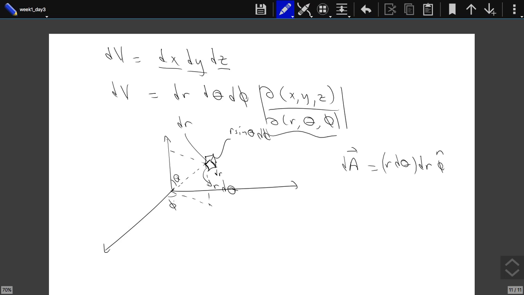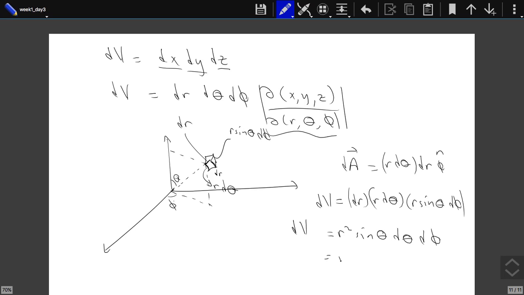Now we obtained the cube, dV. One side of that cube is dr, the other side is r d theta, and the third side is r sine theta d phi. So the volume element in 3 dimensions is r squared sine theta dr d theta d phi, or r squared dr d cosine theta d phi, whichever one you prefer.